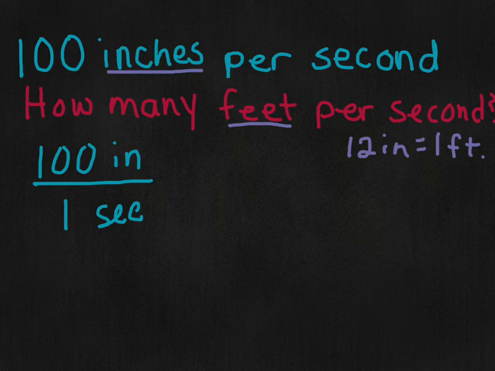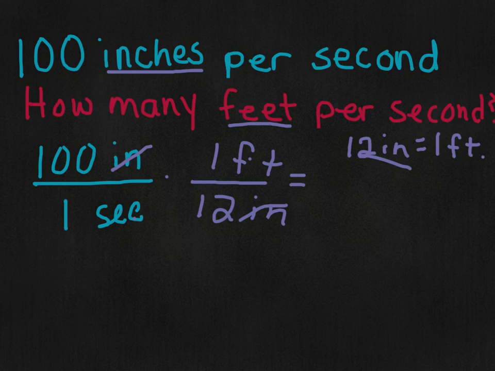So we have two choices. We have to set this up correctly. So we're trying to cancel out our inches. So we want to make sure we set up this ratio with inches as the denominator. So 12 inches is the denominator, and we'll put the feet in the numerator. So this is going to work out because inches will cancel inches, and we will be left with feet per second.